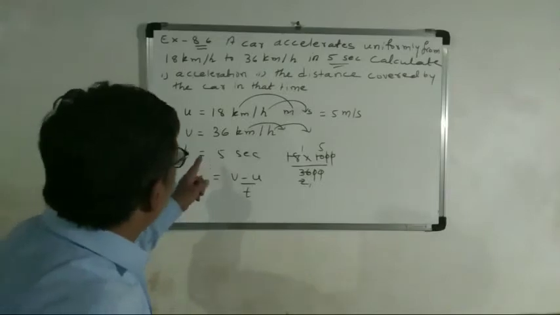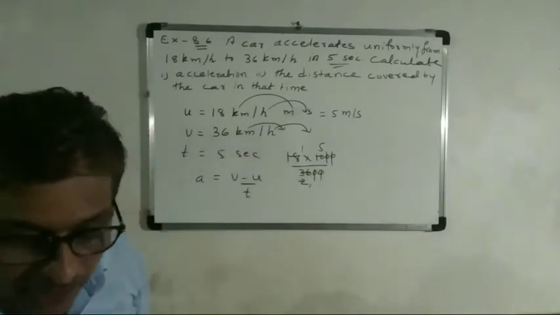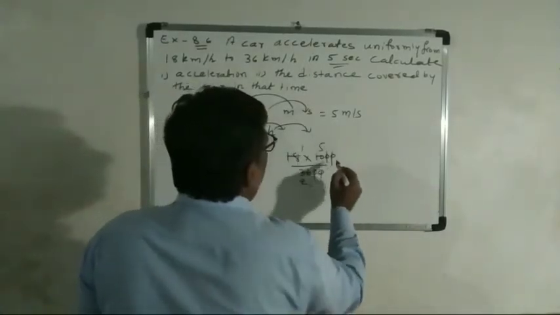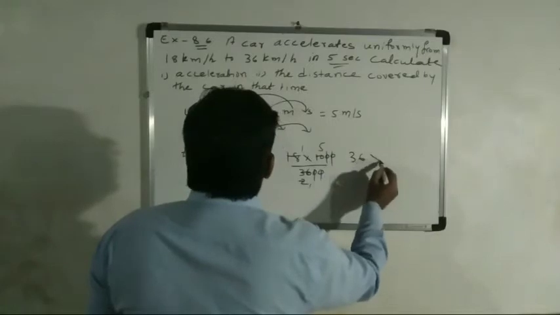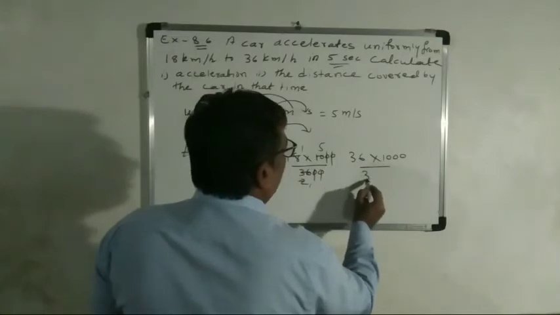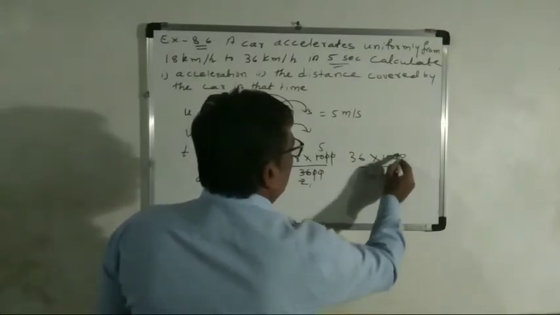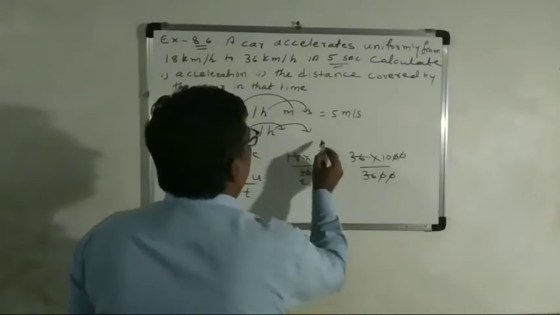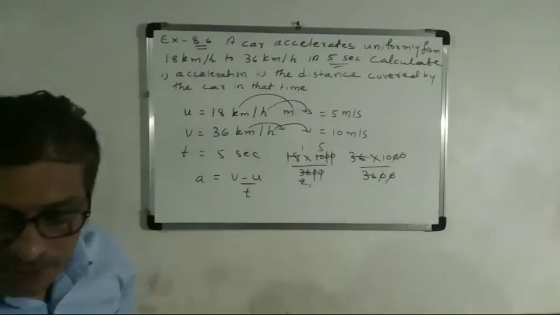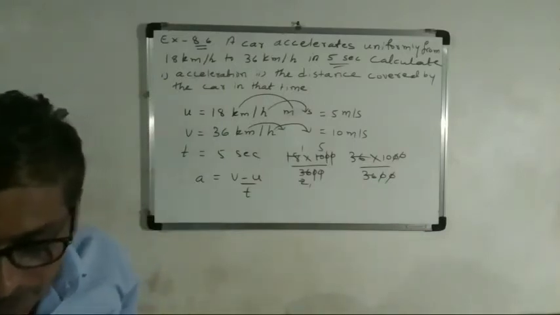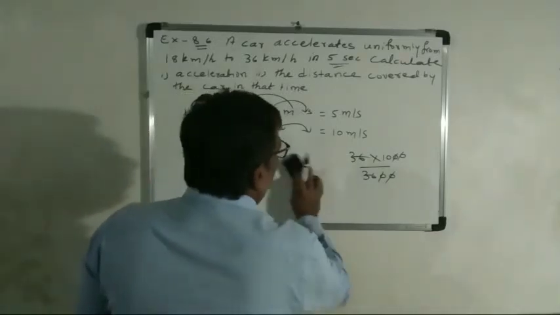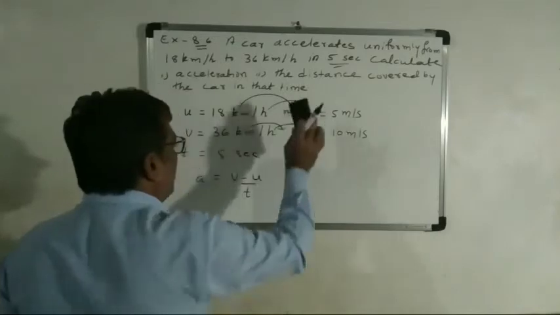Now there is another one, 36 kilometer per hour. We will solve it like this: 36 into 1000 divided by 3600. So what did you get? 10 meter per second. Clear now? First you got 5 meter per second, then you got 10 meter per second. Now the SI units are clear.